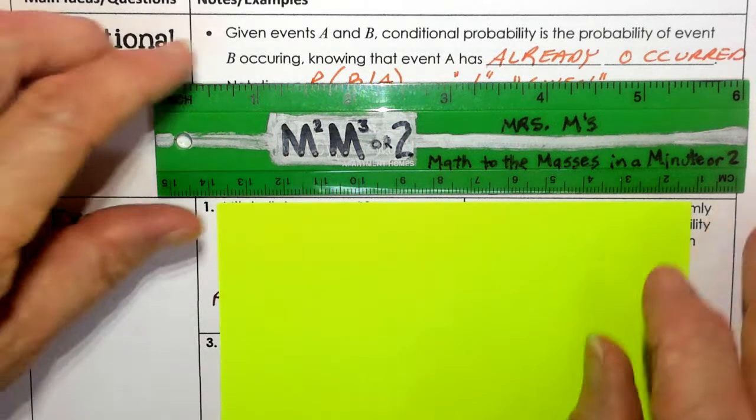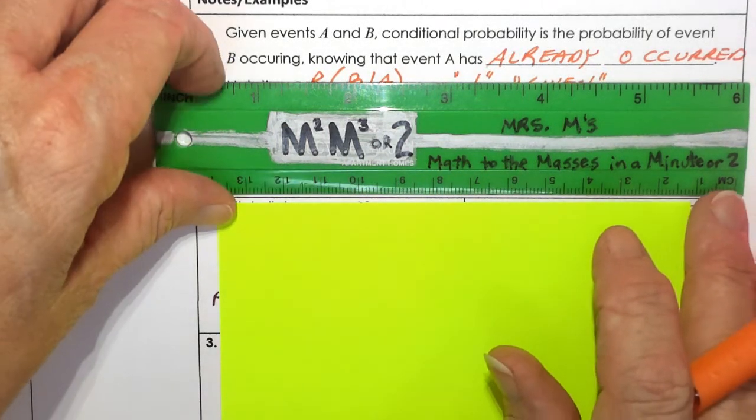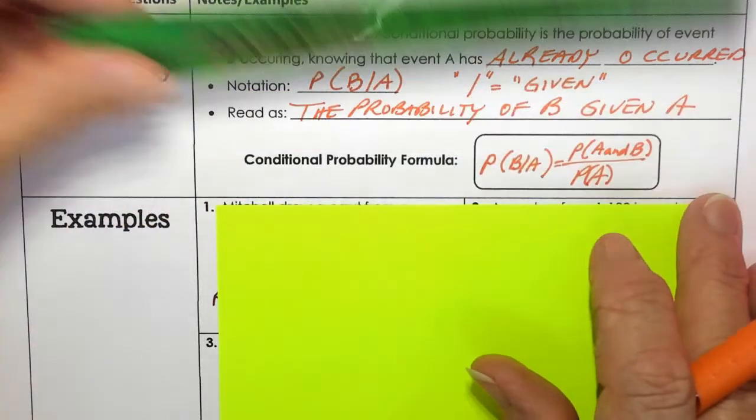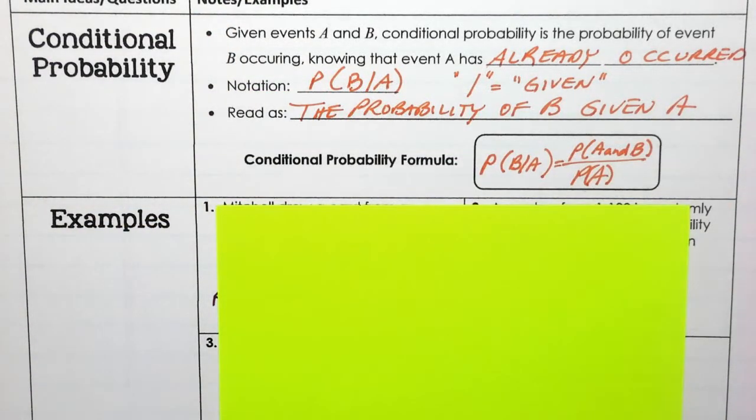So in this session of M squared, M cubed, or 2, Mrs. M's Math to the Masses in a minute or two, we're going to talk about examples of conditional probability.